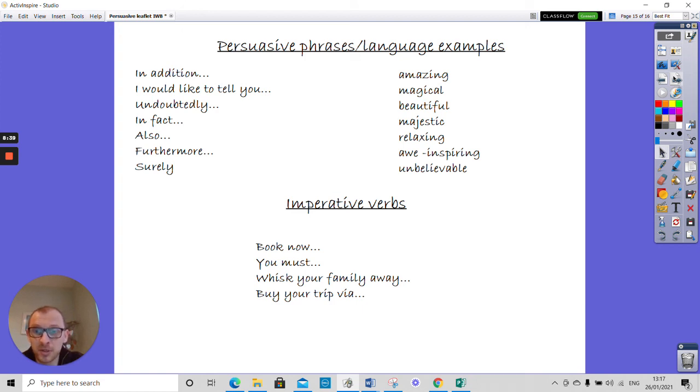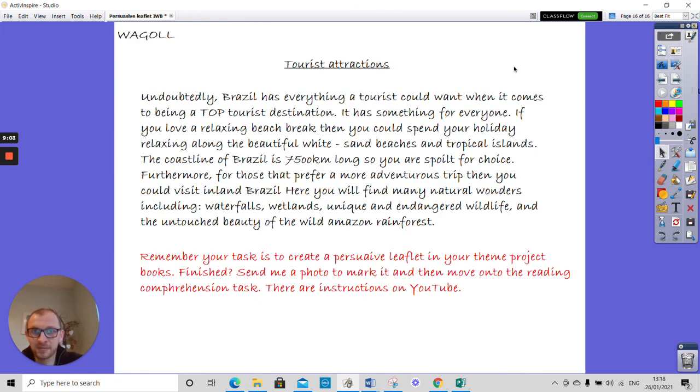So we've got book now. So you can have don't delay, book your amazing trip now, or book now, don't delay. Brazil is only a flight away. Okay, so you've got a bit of poetry there. Then you've got you must, then you've got whisk your family away, and you've got buy your trip via. Okay? On here, I have given you a waggle of the sort of level of writing I would expect in each section. So you can use this tourist attraction 1 as a guide, but when you do your tourist attraction section, you will need to innovate mine.